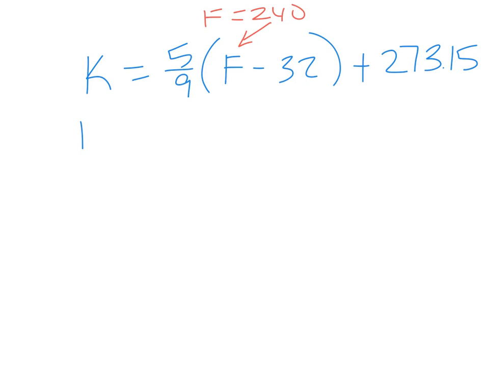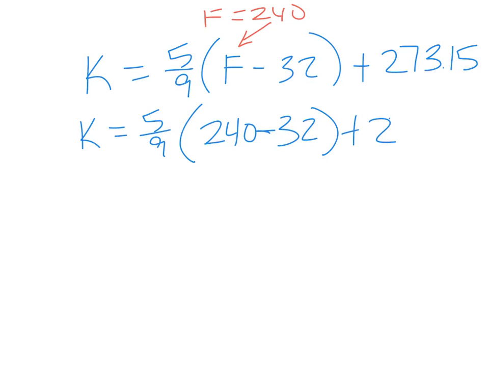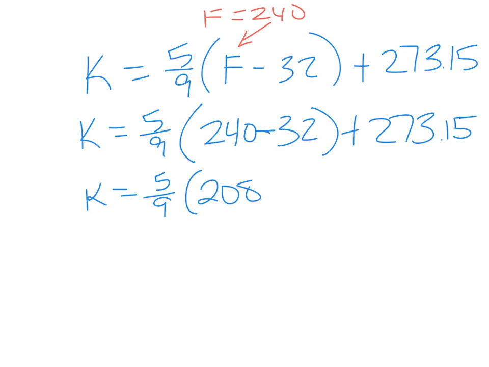All right? So K equals 5/9 (240 minus 32) plus 273.15. So, Anthony, got your calculator ready? Yeah. So do 240 minus 32. Minus what? 32. 208. So we have simplified what's in the parentheses first, according to PEMDAS.